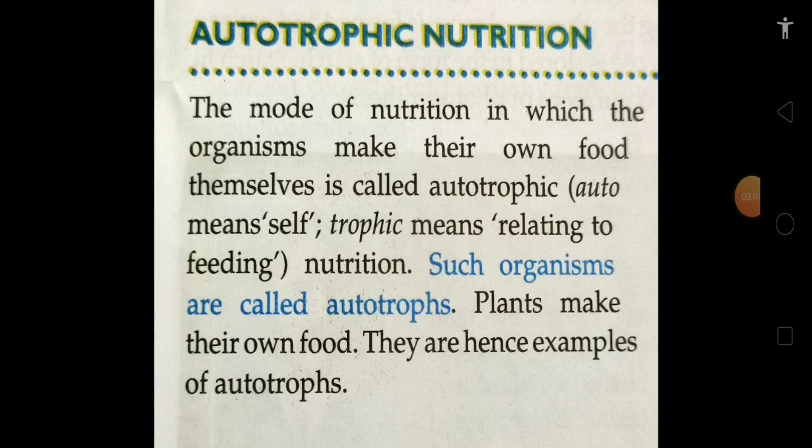Now we will see the types of nutrition. First we will consider autotrophic nutrition. In autotrophic, there are two words, auto and troph. Auto means itself, and troph means related to feeding, how they are getting food. So autotrophic nutrition is the mode of nutrition in which organisms make their own food themselves, and such organisms are called autotrophs. Plants make their own food, hence they are examples of autotrophs.